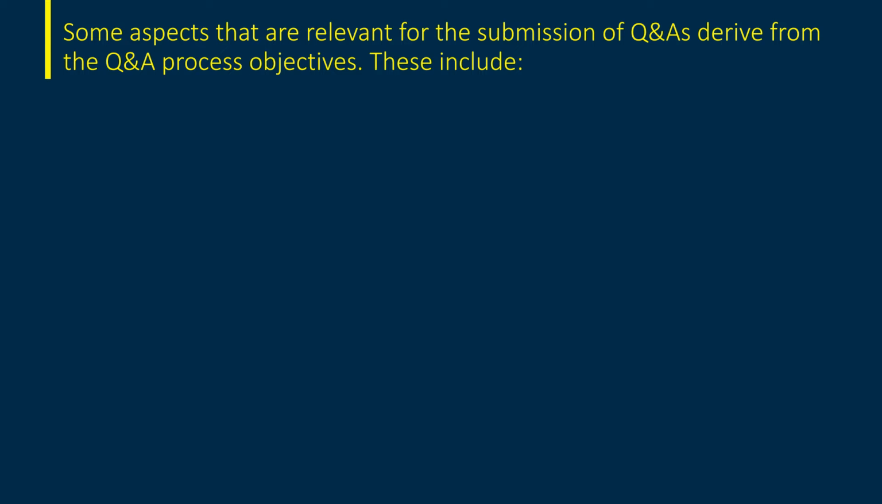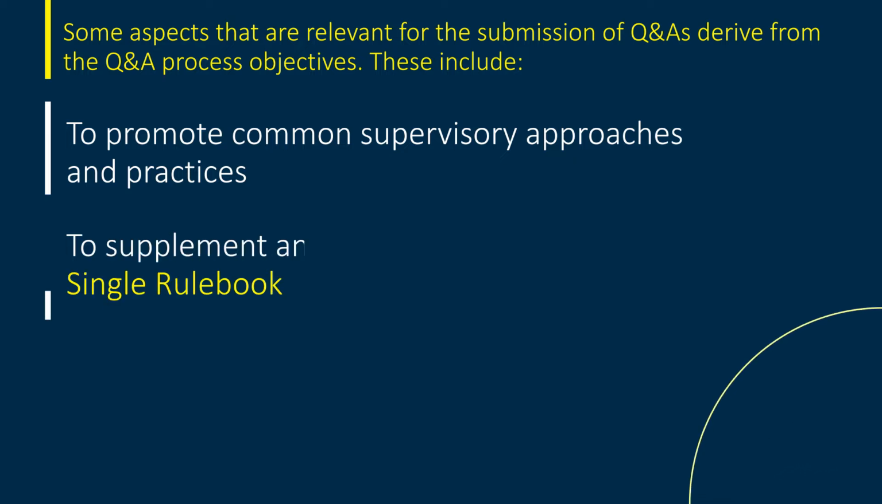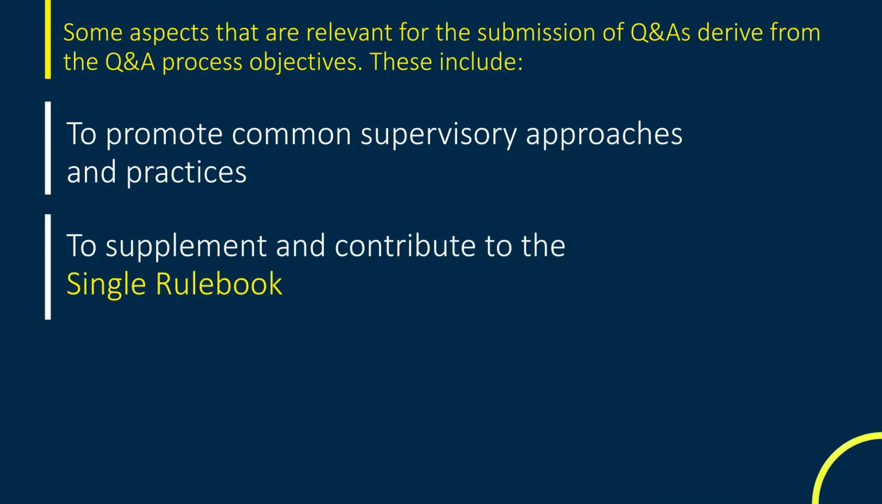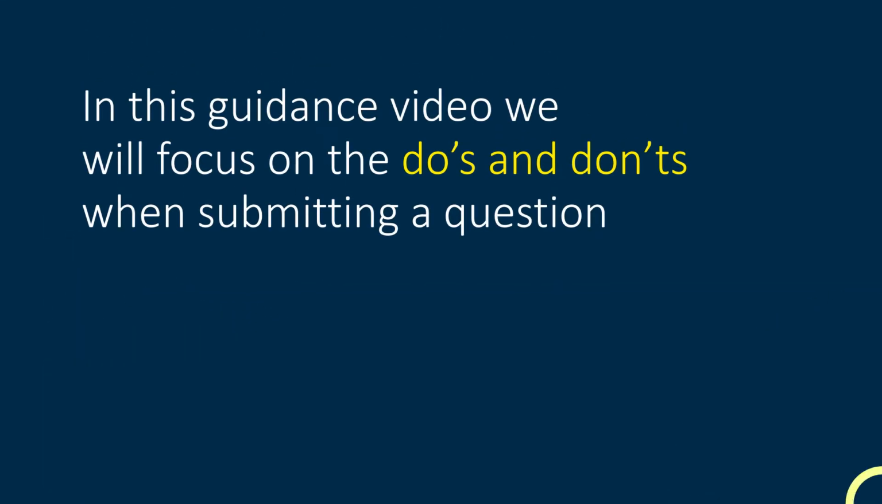Some aspects derive from the Q&A process objectives: to promote common supervisory approaches and practices, to supplement and contribute to the single rulebook, to clarify an issue of practical implementation or application within the Q&A tool's scope. We will focus on the submission fields in the Q&A tool and set out some do's and don'ts that are relevant for submitters when posting a question.